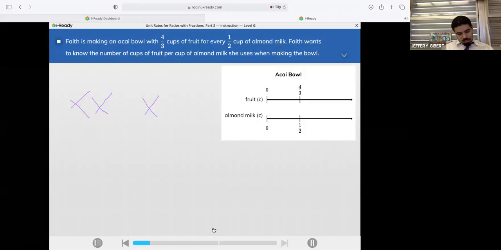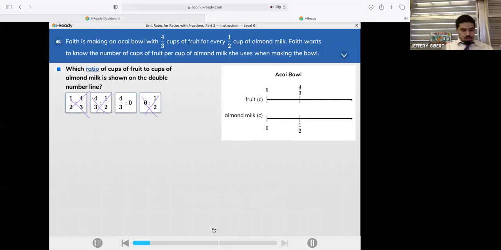Faith is making an acai bowl with 4/3 cups of fruit for every 1/2 cup of almond milk. Faith wants to know the number of cups of fruit per cup of almond milk she uses when making the bowl. Which ratio of cups of fruit to cups of almond milk is shown on the double number line?